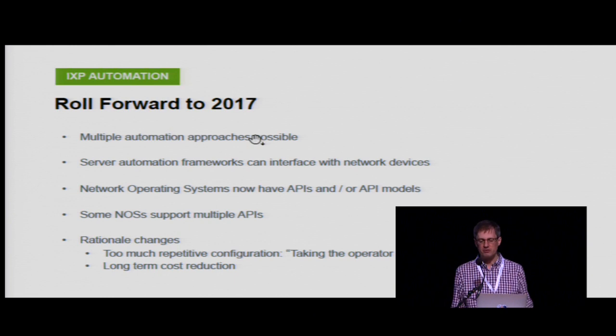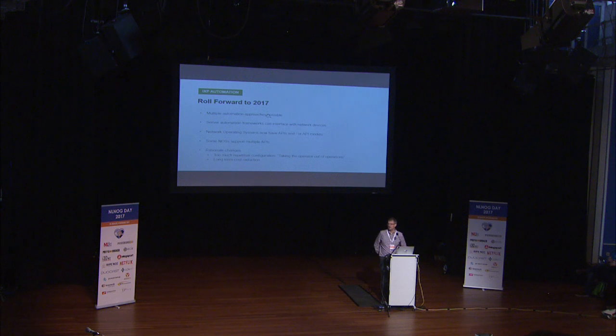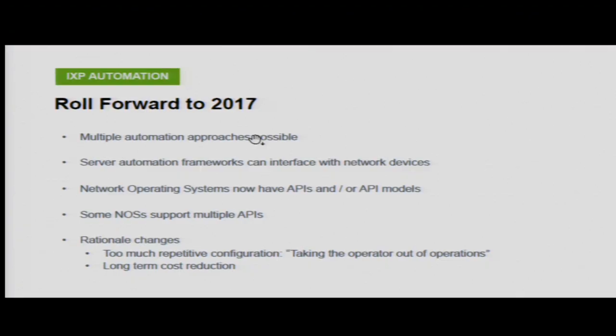Okay, so it's 2017. We're in a much better state. We've got lots of automation systems. They can now interface with network devices fairly well. And all of these NOSs have APIs or API models of various sorts. Some of them have multiple APIs. It's great if you want different options for configuring your system.